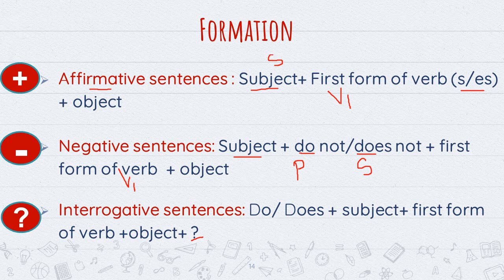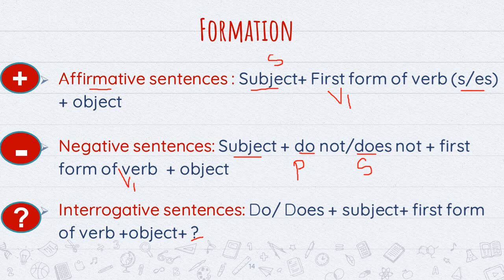Means we use does with third person singular, means with he, she, it or any name. And do is used with first person, second person or third person plural. In interrogative sentences, the same formula will be used, but do or does will be used before the subject.